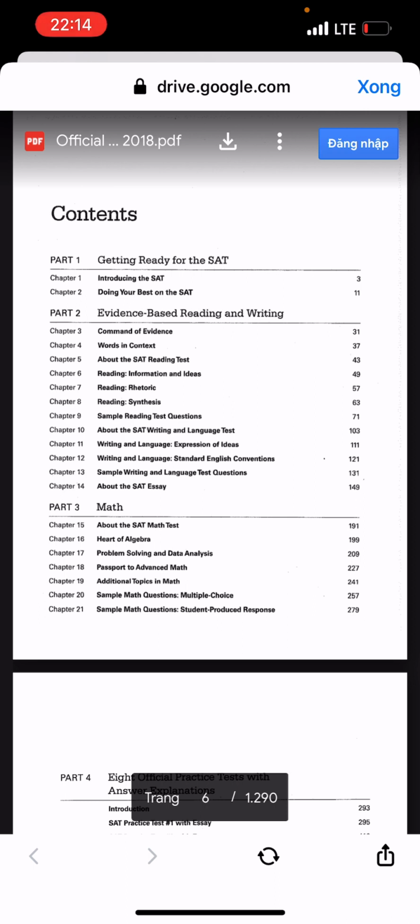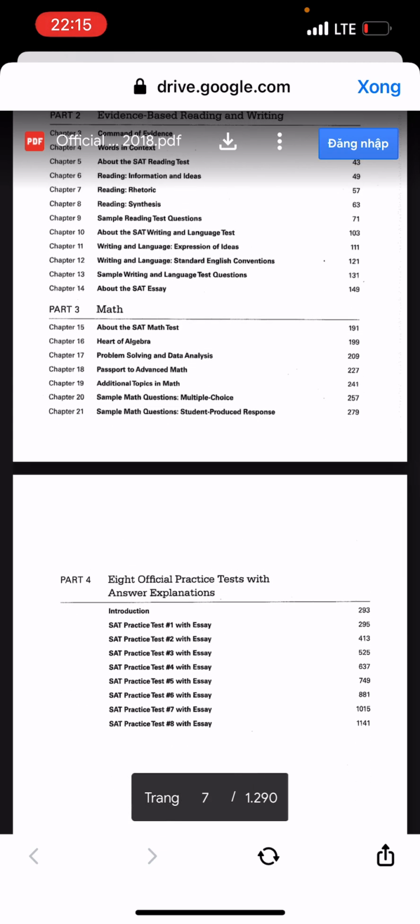Chapter 7: Reading Rhetoric. Chapter 8: Reading Synthesis. Chapter 9: Sample Reading Test Questions. Chapter 10: About the SAT Writing and Language Test. Chapter 11: Writing and Language Expression of Ideas. Chapter 12: Writing and Language Standard English Conventions. Chapter 13: Sample Writing and Language Test Questions. Chapter 14: About the SAT Essay.